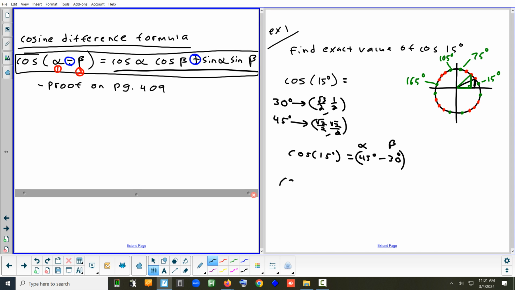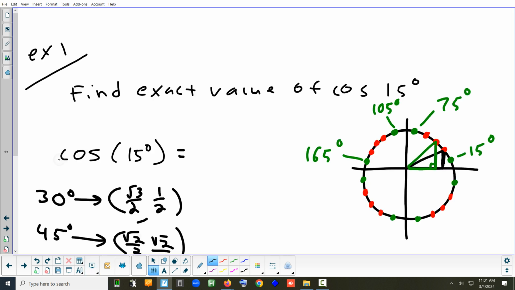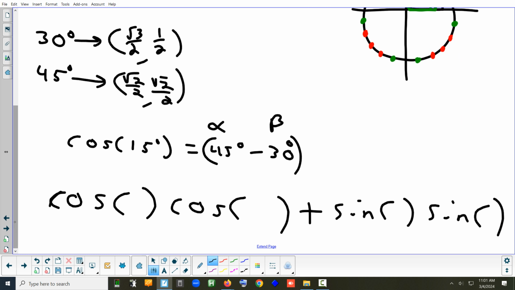So what I usually do first is just write it down like this. Cosine, cosine, sine, sine. And now fill in everything. So alpha, beta, beta. Okay, so alpha, beta, and then alpha and beta. Alpha and beta. All right, now we just have to figure out what those come out to.